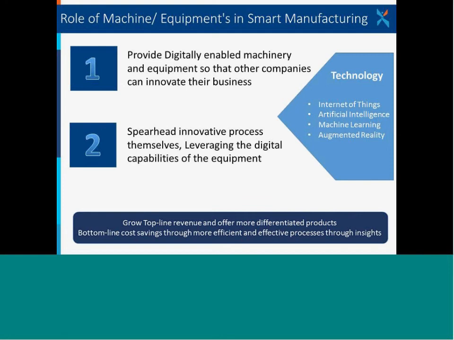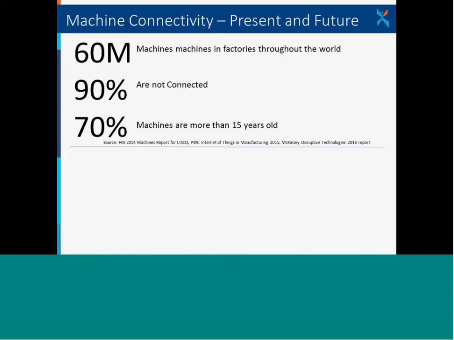The machine builders also have the benefit of being able to increase their top-line revenue and differentiate their machines and equipment. At the same time, they can understand their machines and equipment better so that they can improve their processes to reduce their costs. So it's a double benefit on both sides, and we will talk through some of these as we go.